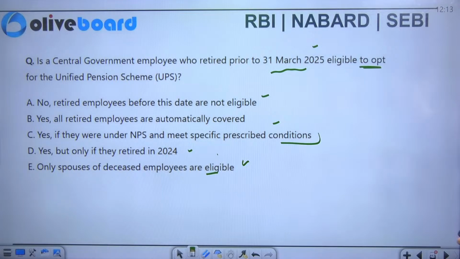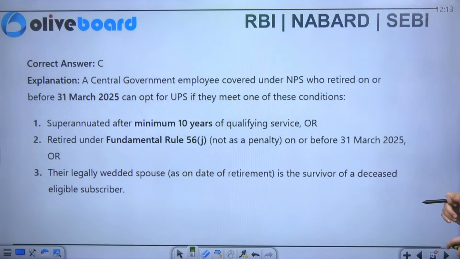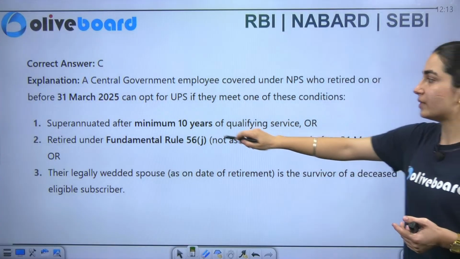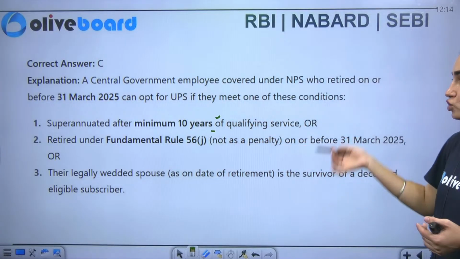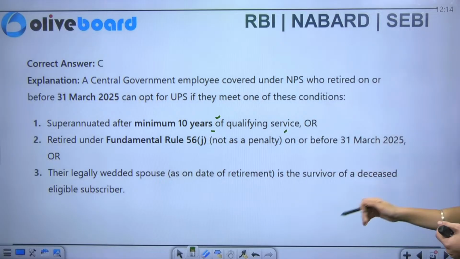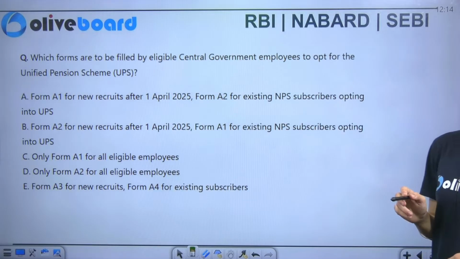Yes. Okay, so Aditi says C. Alright, so C is the correct answer, which clearly says that, of course, they have to meet such conditions, which consider superannuated after a minimum of 10 years of qualifying service or retirement under this fund rule. Along with that, their legally wedded spouse is a survivor of this deceased eligible subscriber.